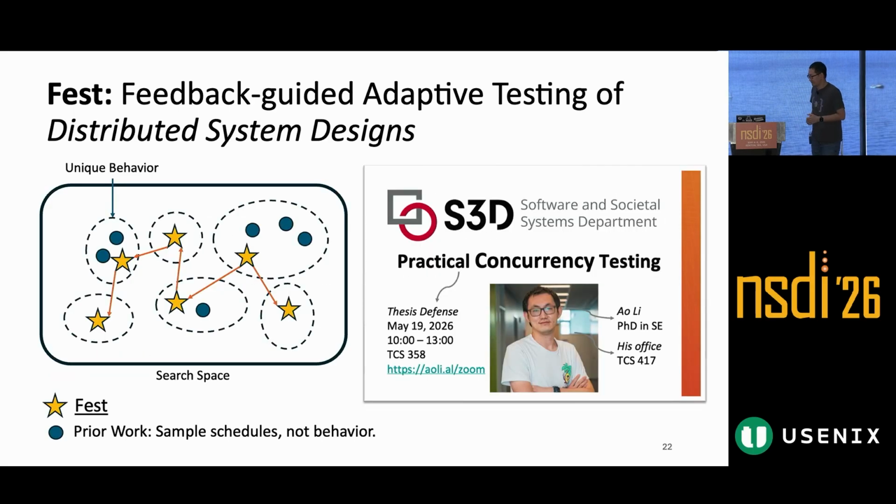And this is the last slide for my talk. In this talk, we talked about FAST, which is feedback-guided adaptive testing of distributed system designs. And our core idea is to guide the schedule generation using this feedback guidance. And I'm actually going to defend my thesis in two weeks.